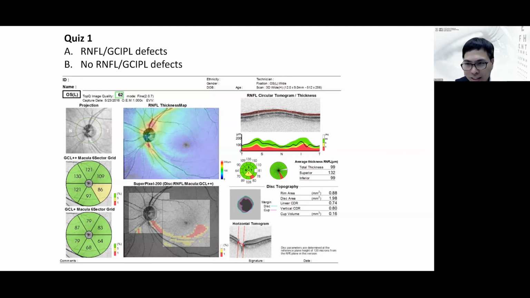So 92% of you say A, there are retinal nerve fiber or GCIPL defects, and 18% say no. Now let's take a look.